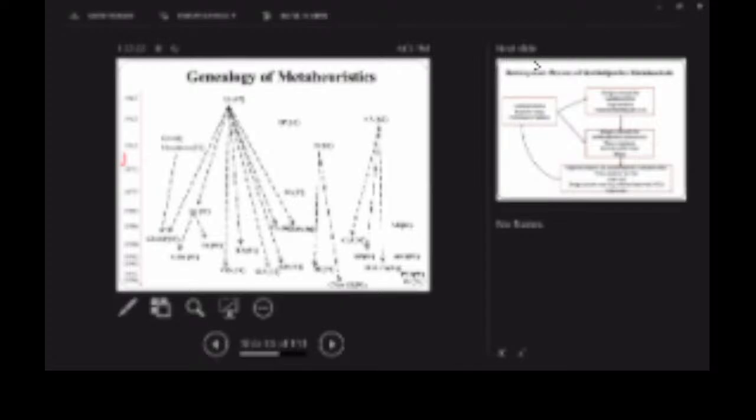If we consider the genealogy of meta-heuristics, there are several meta-heuristic optimization algorithms available in the literature. Maybe every day some people are producing a new meta-heuristic algorithm: the dung beetle algorithm, harmony search algorithm, and so many others. It started in the early 1950s, with greedy heuristic approaches, evolutionary programming, evolutionary search, genetic algorithm, particle swarm, ant colony, bee colony. So many meta-heuristic algorithms are available in the literature.